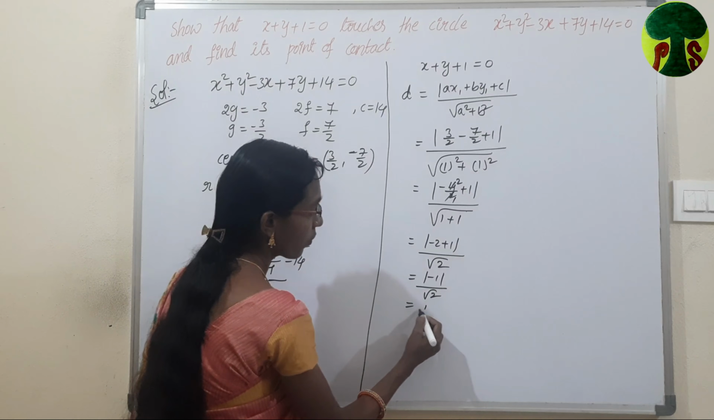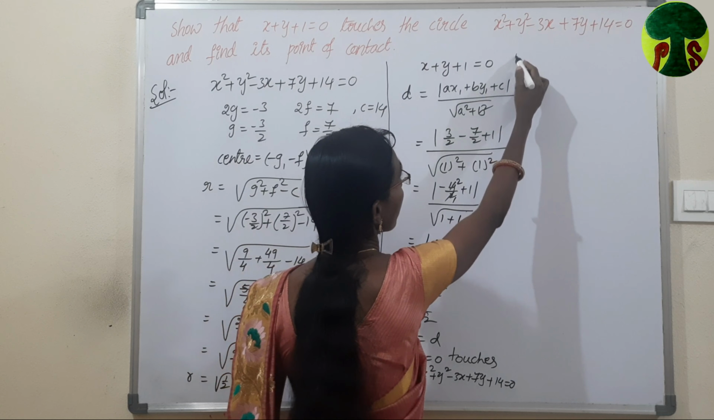What is this? This is the value of d, and we have the value of r as 1 by root 2. If you observe, the value of r and the value of d are equal. Therefore, r is equal to d. If r is equal to d, we can say that x plus y plus 1 is equal to 0 touches the circle x square plus y square minus 3x plus 7y plus 14 is equal to 0.